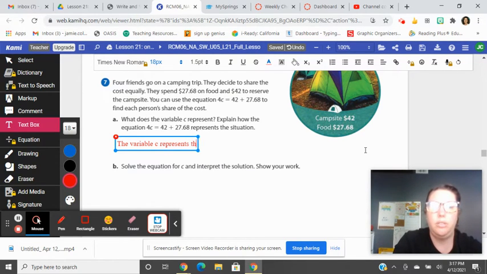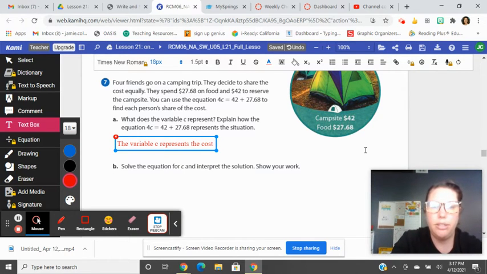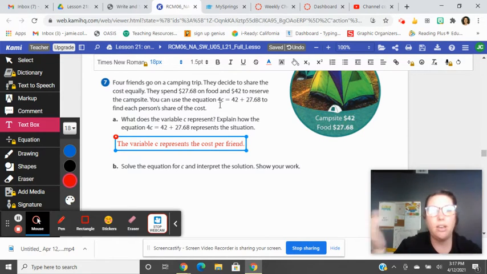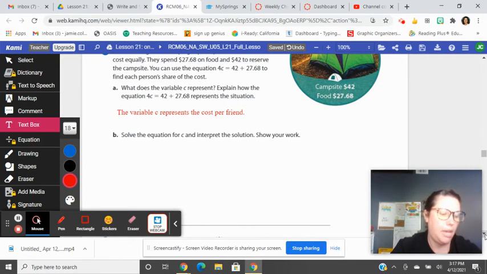Okay, so the cost. Now, is it the cost total or is it the cost per friend? It is the cost per friend. Because it says 4C, so we're going to divide that cost by 4 so that we know how much each person has to pay. So let's go ahead and do that for part B. So let's rewrite the equation first.